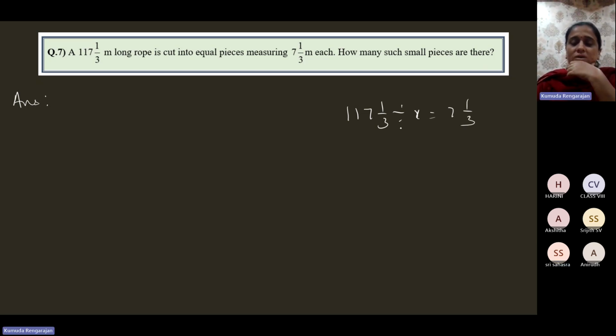Yes, ma'am. Now explain how you wrote this equation. I multiplied 117 into 3 and I got 351 and I added 1, which is 352. Not that part. I'm asking you, how did you construct this equation? Why this number divided by x is equal to this number? Sorry, I don't know how to explain it.